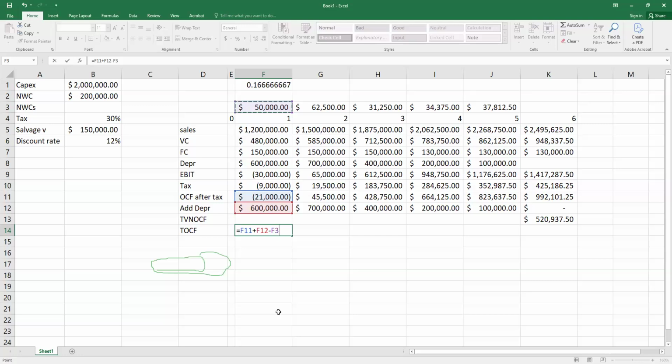If there is a net working capital, but if in the question there is no net working capital, you don't have to subtract anything. You just add these two things and that's it. And I just pull it to the right.